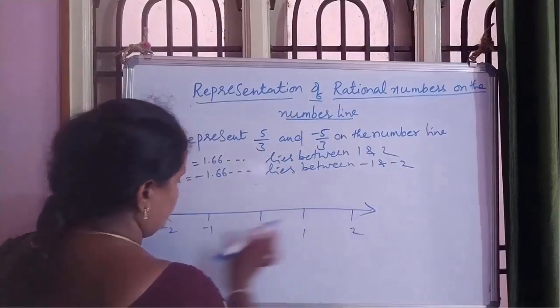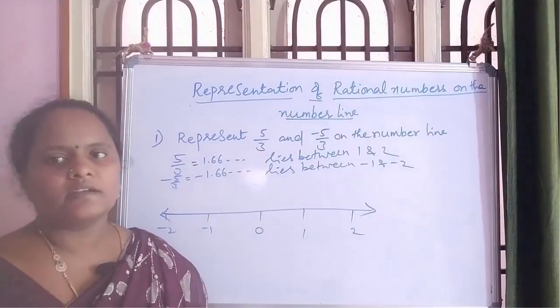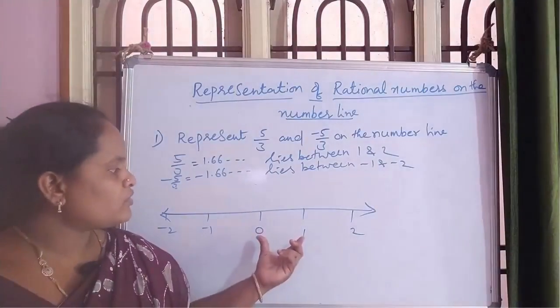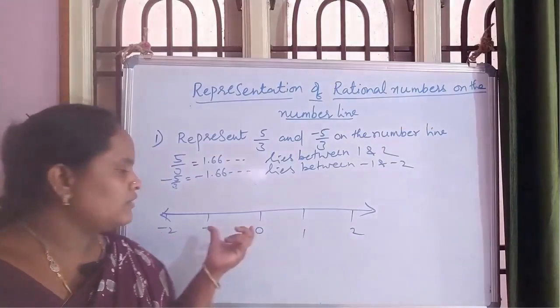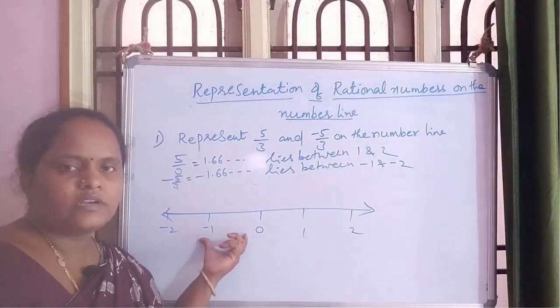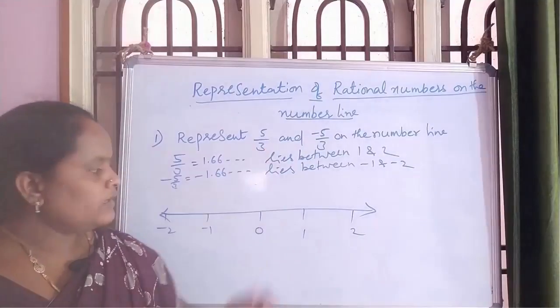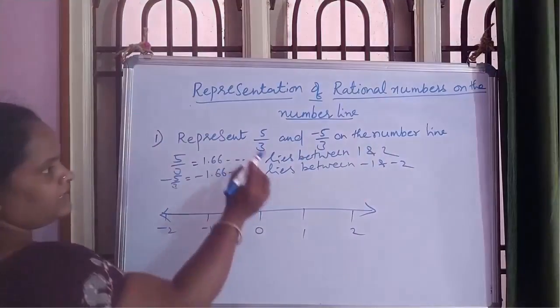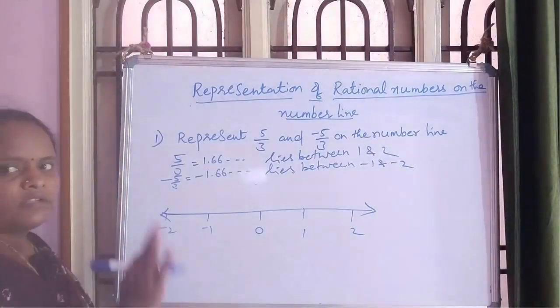So we need to take equal portions. Here, for 5 by 3, 3 is the denominator. It represents how many portions you need to have in between 0 and 1 or 1 and 2, and in between any two integers. 3 is the total number of parts you need to divide into. So here 5 by 3 lies between 1 and 2. So in between 1 and 2 I need to have 3 portions.